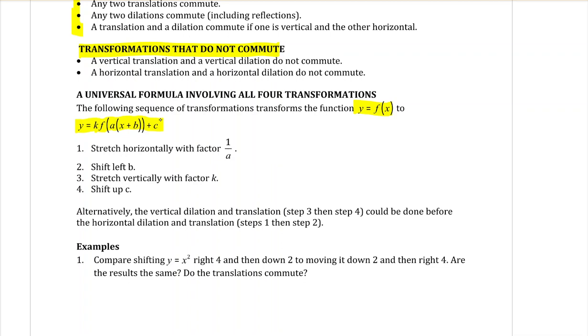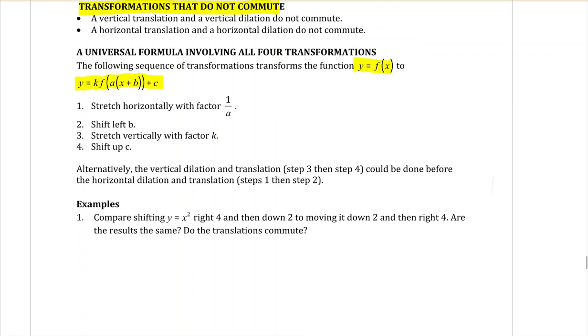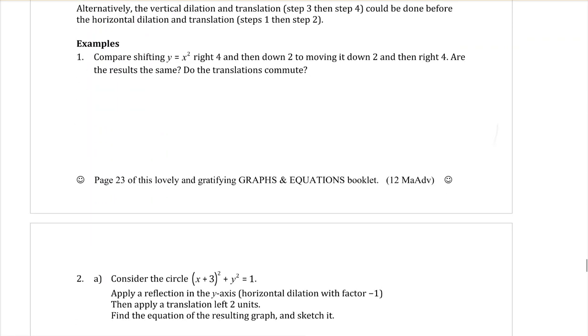Okay, so it's putting it all together. It does say there, alternatively, the vertical dilation and translation, so step 3 and then 4, could be done before the horizontal dilation of steps 1 and 2. So you could switch the order around and it would still work. Okay, let's have a look at what you're going to have to do.